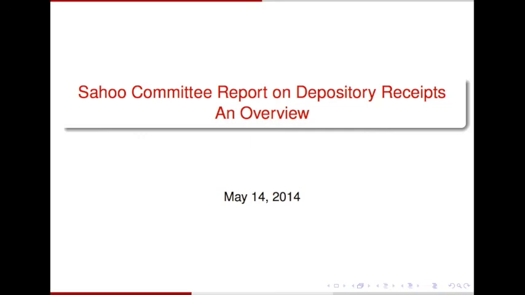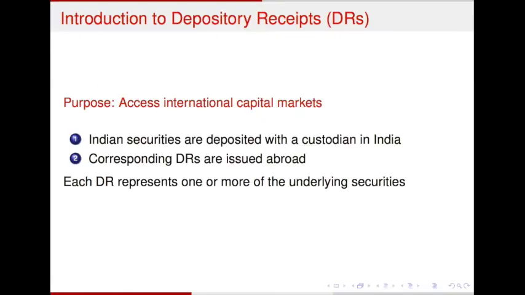This is a presentation produced by the National Institute of Public Finance and Policy regarding the release of the Sahoo Committee report on depository receipts. The Sahoo Committee report makes recommendations regarding the regulation of depository receipts issued abroad against Indian securities.